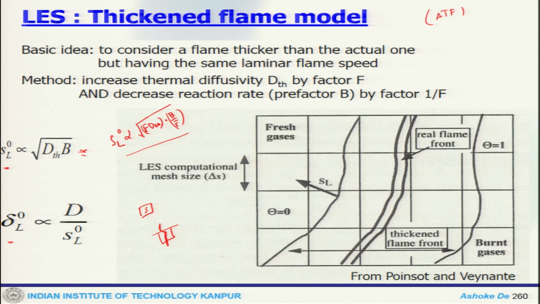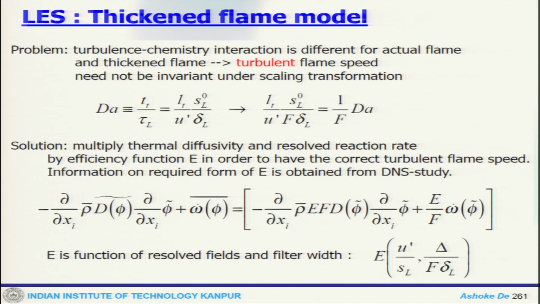By doing that, the thickened flame front is not going to behave in a similar fashion to the way the actual flame front used to behave. So, the turbulent flame speed needs to be invariant under the scaling transformation. Now, if we look at the Damköhler number, which is a ratio of flow and chemical scales, this also gets reduced by the factor F. Because we are artificially changing the flame front, we are changing some of these properties, including the Damköhler number of the flame front. So, it may belong to a completely different zone.